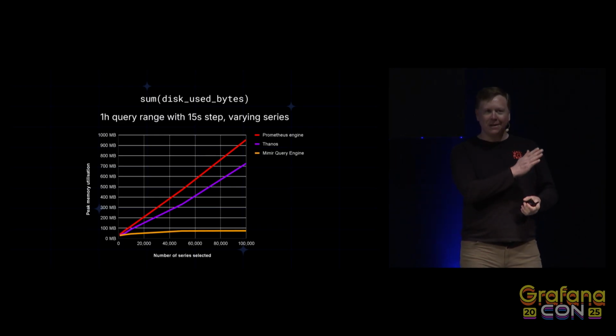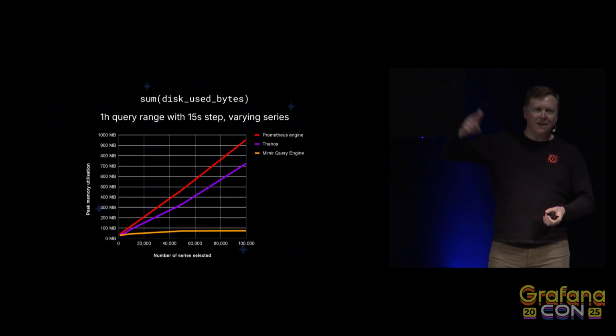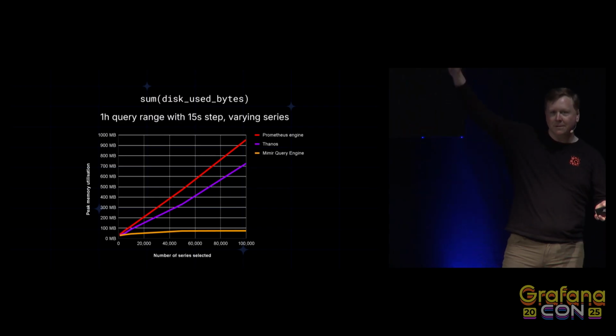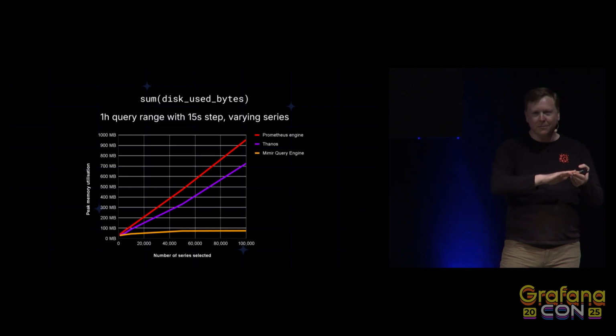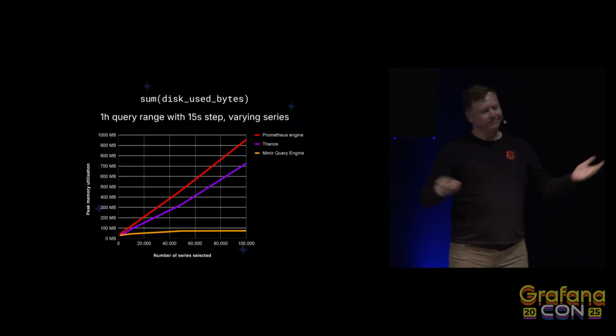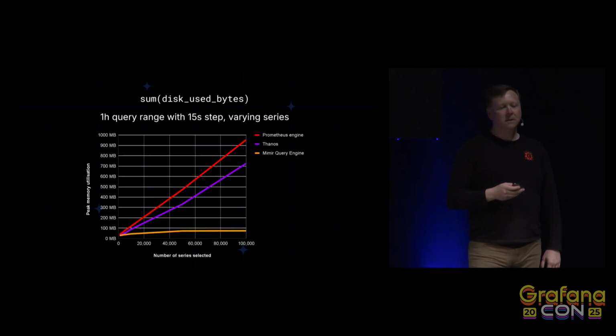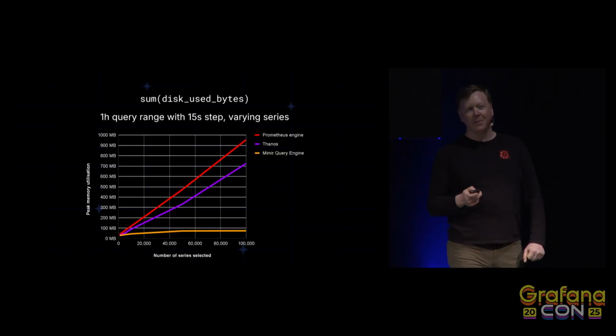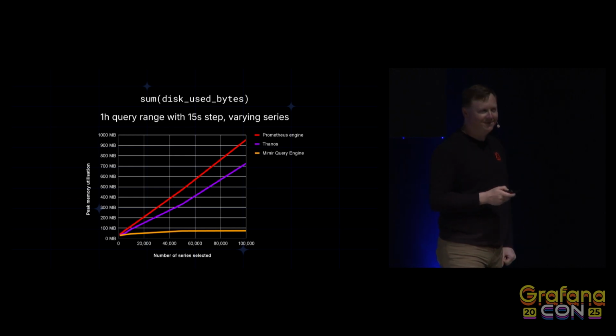So as we ratchet up the number of series that we're pulling in, you can see Prometheus and Thanos go linear with memory. And we're almost in a different algorithmic class here. We're using constant memory. That's really cool. So we knew we were onto something good with this query engine. So we didn't just implement summations.